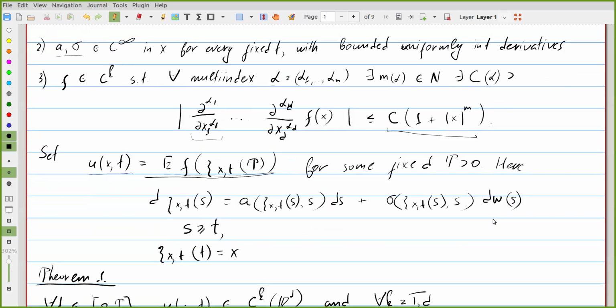And last lecture, I used to write two time parameters as subscripts and x as an argument, but we don't need it anymore, so I switched to more common notation, at least in our course, that x, t is a starting point. It starts from x at time t, this process xi, and it satisfies stochastic differential equation with these coefficients a and sigma that satisfy those assumptions stated above.